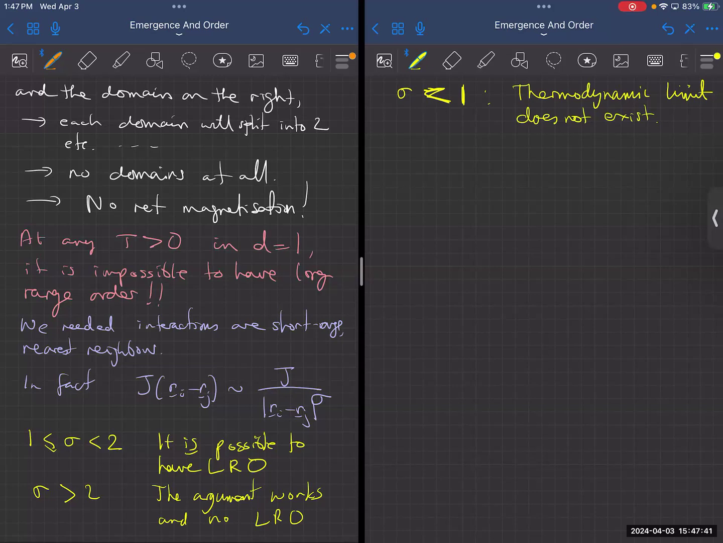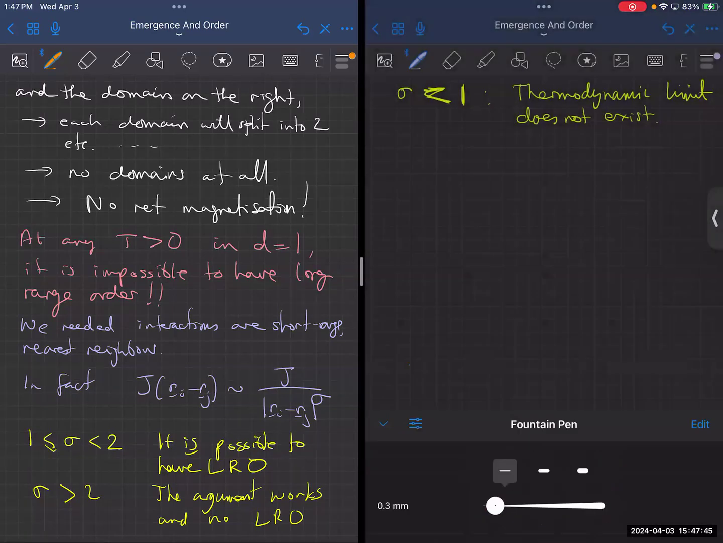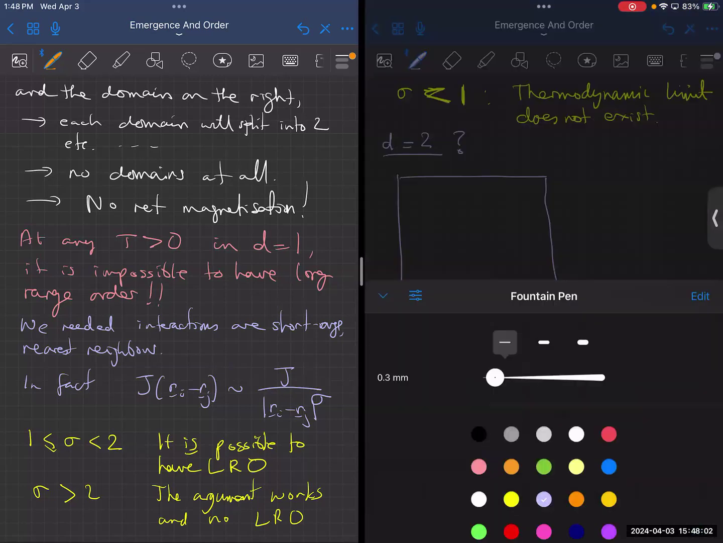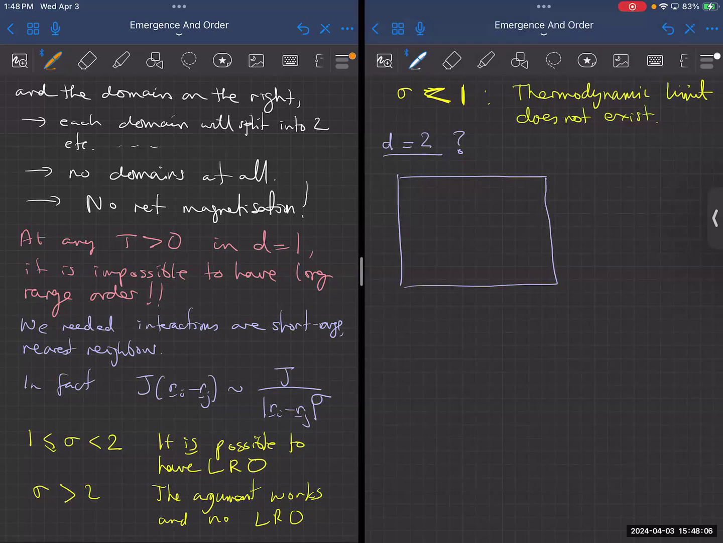Okay, so 3 minutes. Let's see if we can do 2 dimensions. Okay, so that's everything there was in 1 dimension. What about 2 dimensions? Okay, so now I've got my system that looks like this. But now I'm drawing the configuration space. So I might have, say, some region here that looks like this, where all the spins are up, and then the region outside of that where all the spins are pointing down. So I can have domains like that. So here is a domain of plus spins in a background of minus ones.